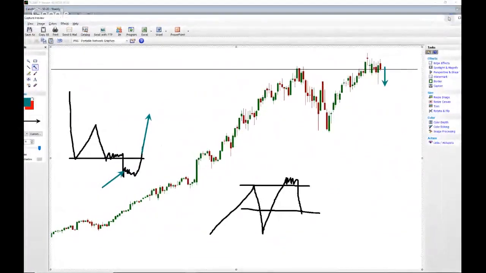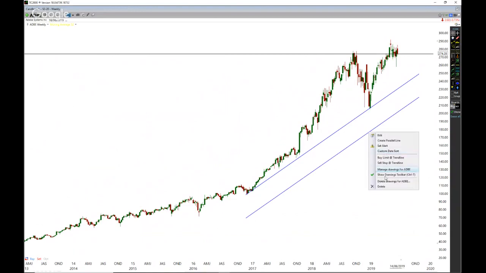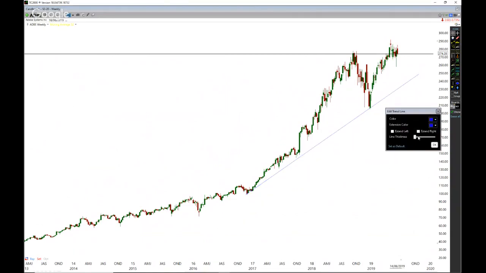Okay, let's go back to here. Let's go back to those longer term charts. And there is a long-term trend line through there, isn't there? That's that one through there. Look at that through there. Right, so that's that longer term trend line. So it would be really interesting to see what Adobe does through this longer term line through here.